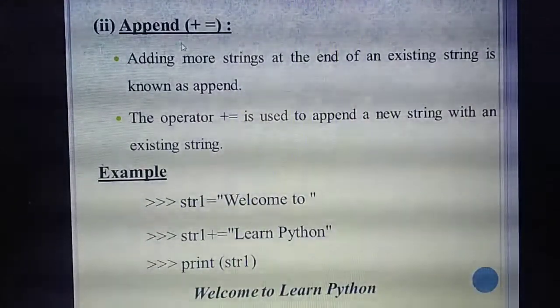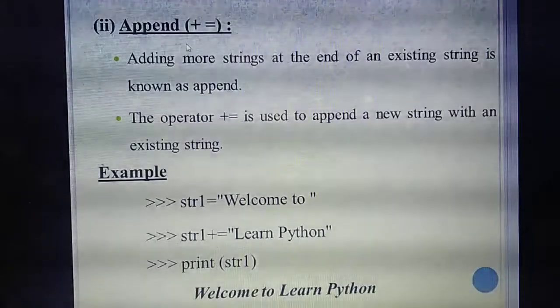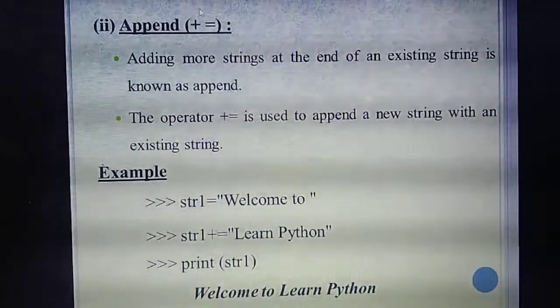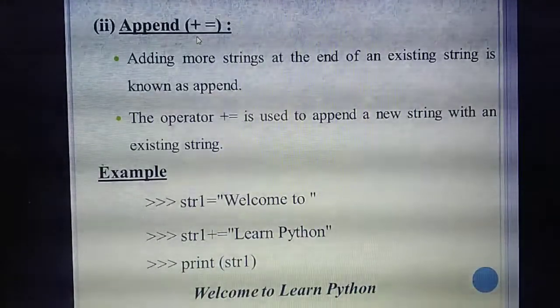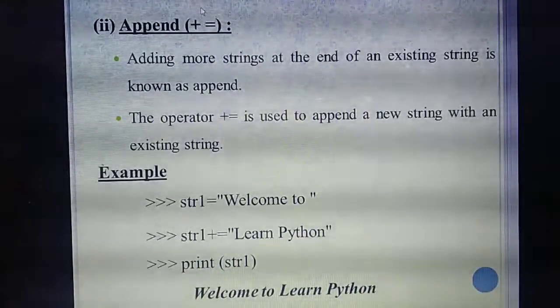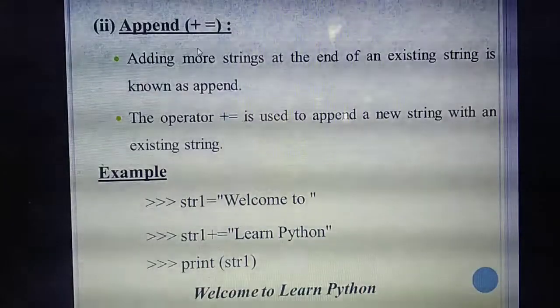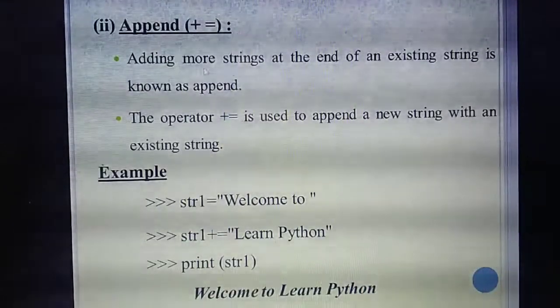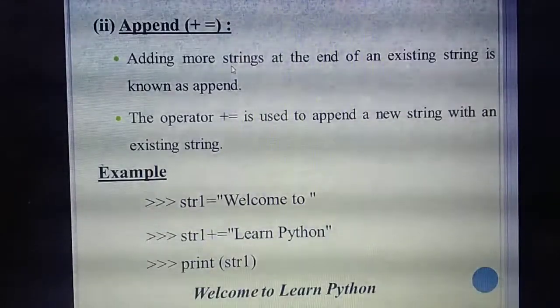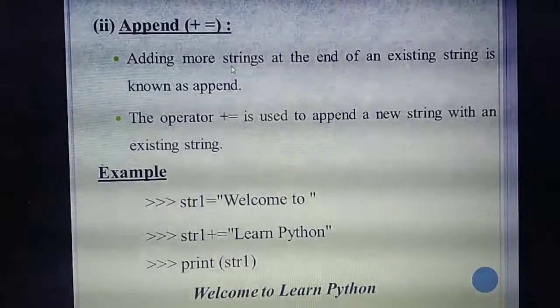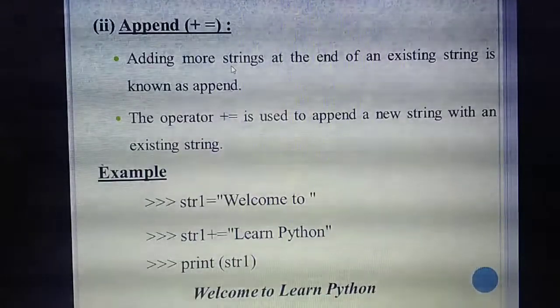Okay, what's the next name of the operator? Append. So which symbol is used for append? Plus equal to. Okay, so what symbol are you using for the append operator? Plus equal to. Okay, so what's the meaning of append? You are adding more strings at the end of the line, at the end of the existing string.